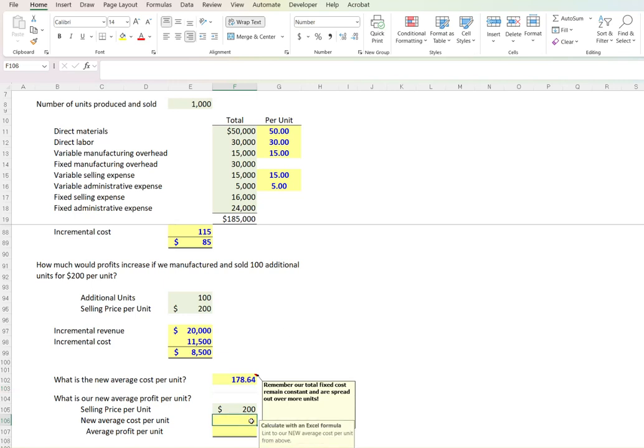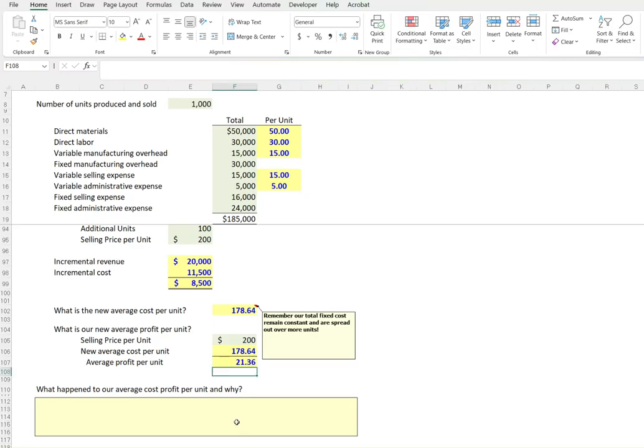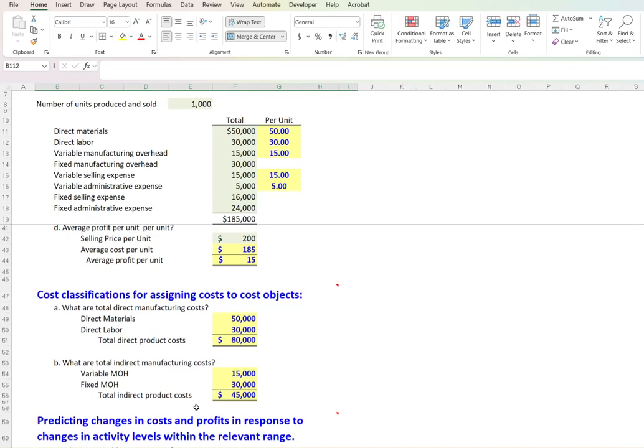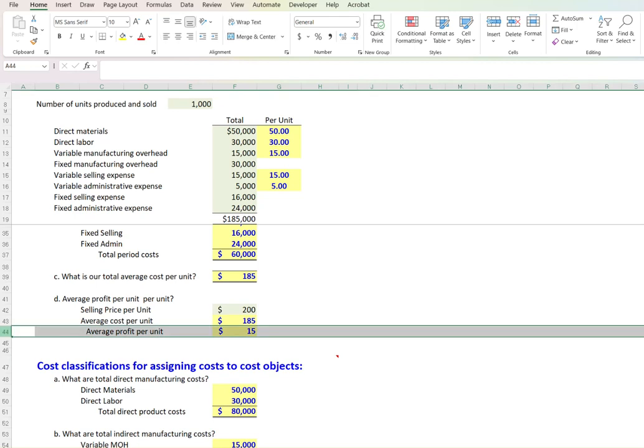So what's our average profit per unit? We're going to take our 200. We're going to subtract our average cost per unit, and we can see our average profit, 200 minus the 178, is 21.36. And that's higher than our average profit that we calculated up top, which was what? Remember, our average profit per unit was $15. Well, our average profit per unit has gone up because we've done what? Produced more units and spread our fixed cost out over those additional units. So we've lowered our average cost per unit.